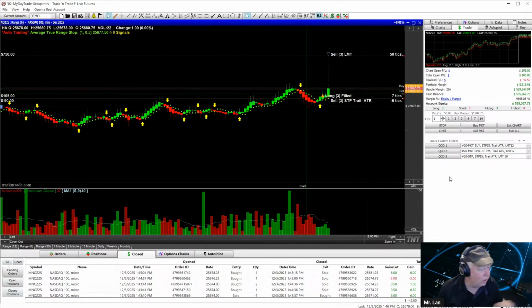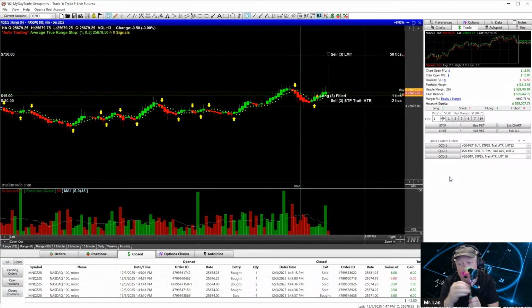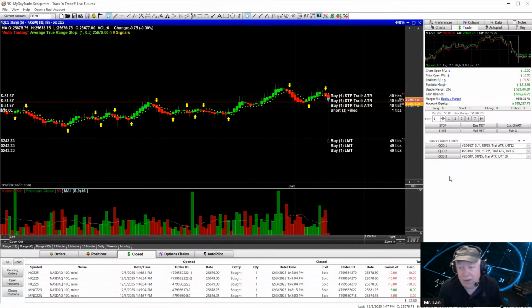Go, go, go, market. Here, we'll help it. We got to give a little help to the market here. Run, run, run, market. This market sucks today. Holiday markets.